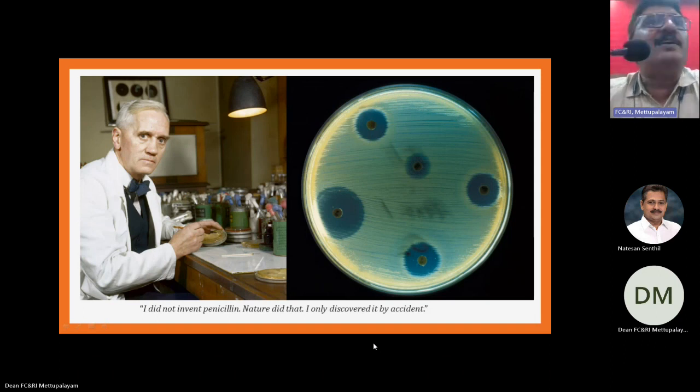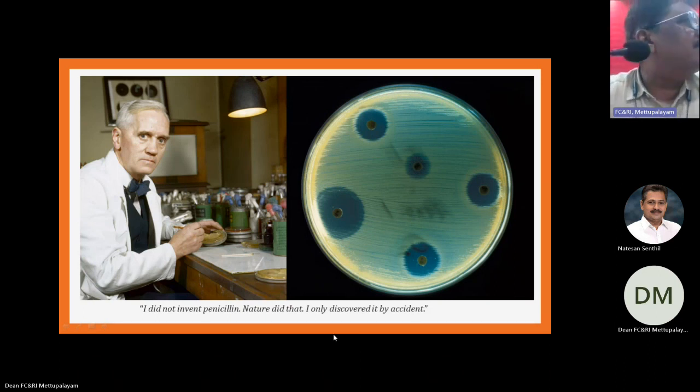He found that some of his petri dishes had some mold growth, and around the mold growth, no bacteria was growing, and that led to the discovery of penicillin. And finally, it changed the entire medical field. What we enjoy today as antibiotics actually came from this accidental discovery of penicillin. And that changed the entire medicine. So without antibiotics, you will not be able to think about medicine today, because it's so vital for our health.